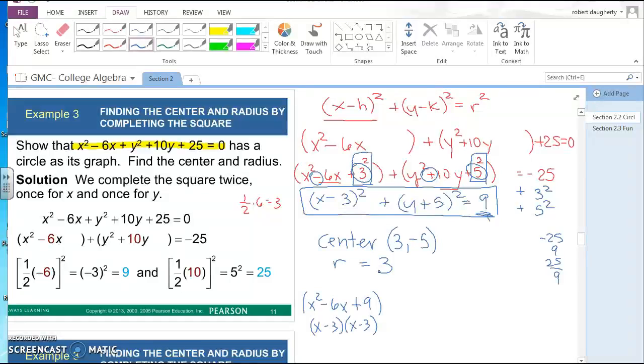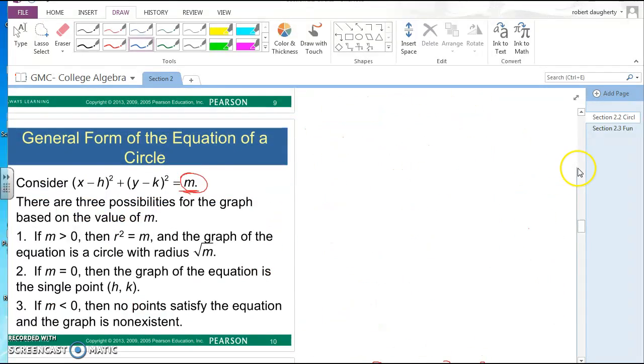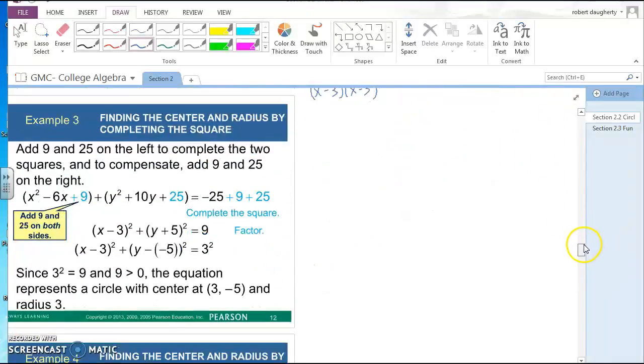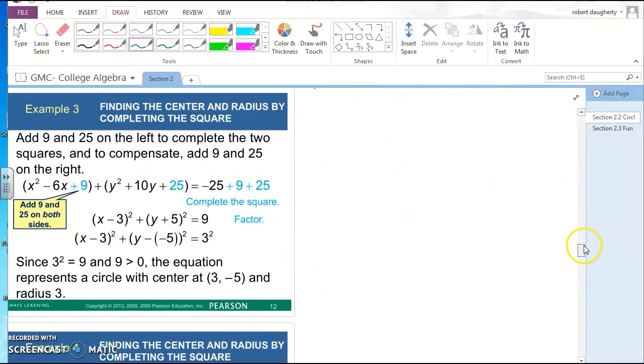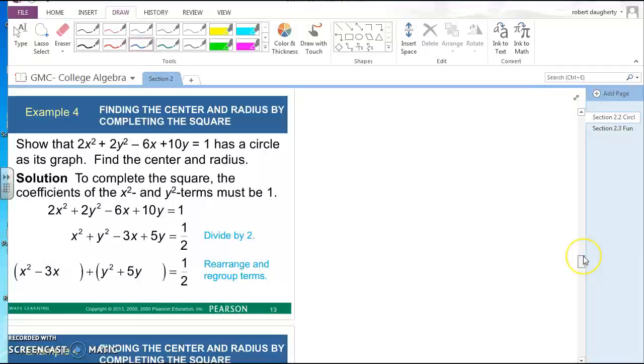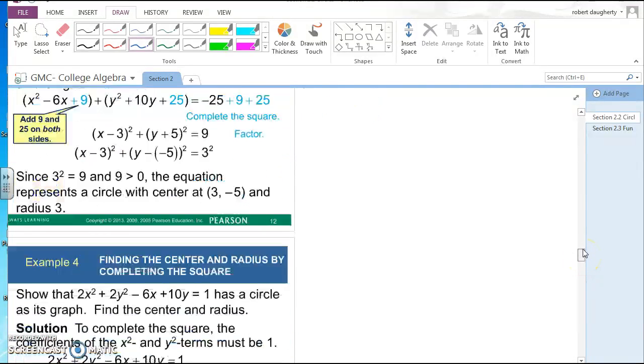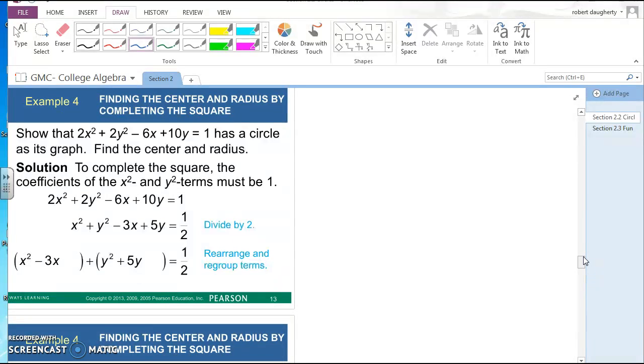Again, it was completing the square that was the key for us in order to get this into the center-radius form of the equation of a circle. So that was all of us working that, and there we go. Now let's look at another example of this.